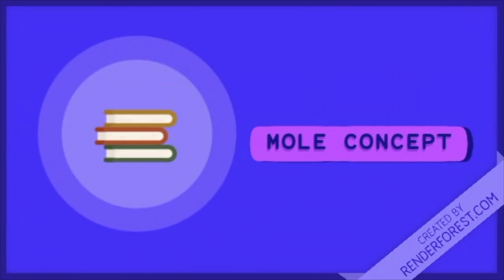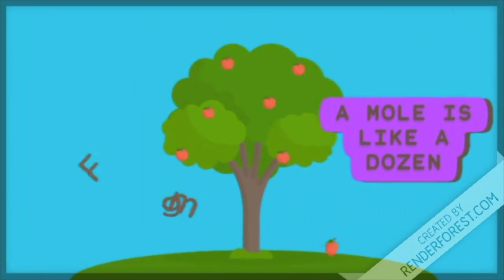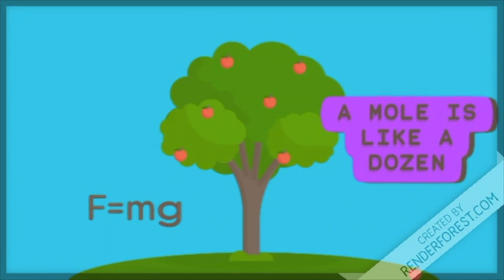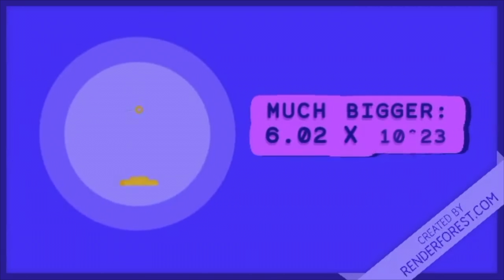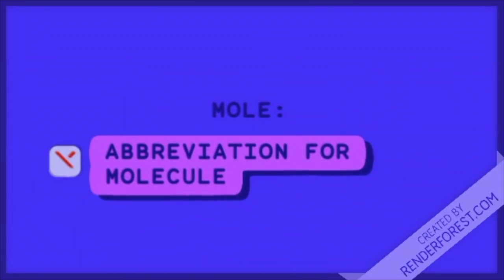Today, we're going to introduce the mole concept and related calculations to you. So, let's begin with what's a mole. A mole is just a measure of the amount of substance. A mole is like a dozen. As we know, a dozen is 12 things. A mole is like a dozen but way bigger than that. In a mole, there's 6.02 times 10 to the power of 23 things.